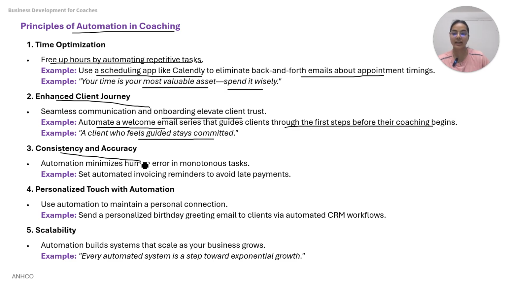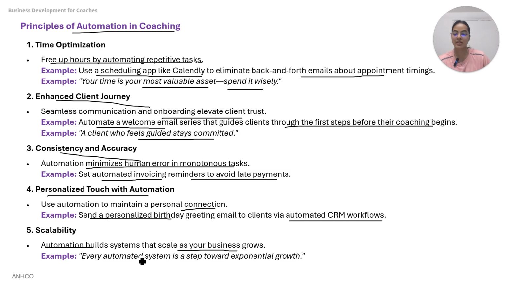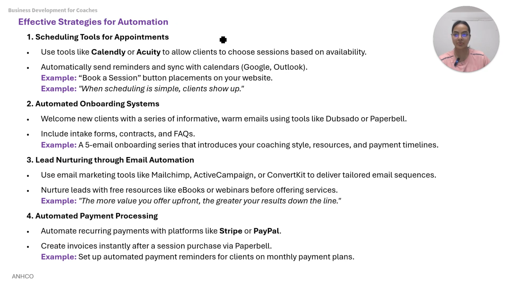Number three, consistency and accuracy. Automation minimizes human error in monotonous tasks. Example, you can set automated invoicing reminders to avoid late payments. Number four, personalized touch with automation. Use automation to maintain a personal connection. Example, send a personalized birthday greeting email to clients via automated CRM workflows. Scalability, number five. You can automate building systems that scale as your business grows. Example, every automated system is a step towards exponential growth.